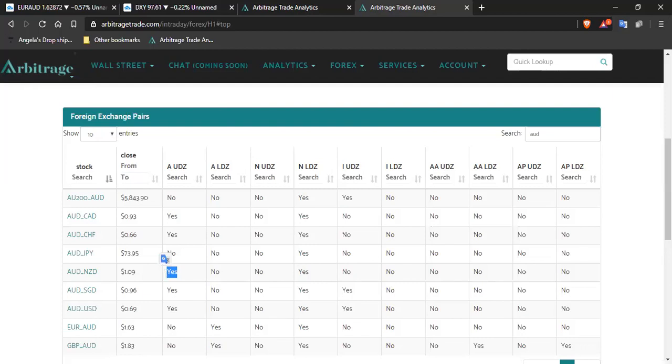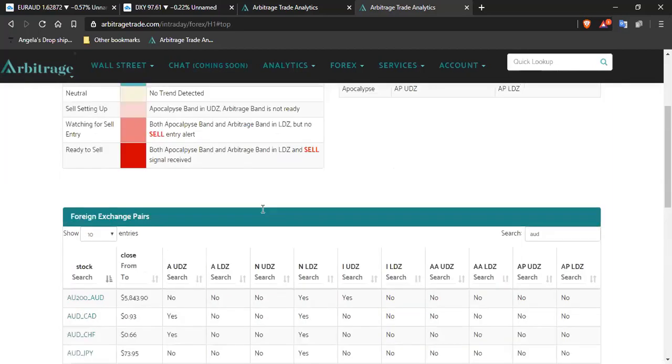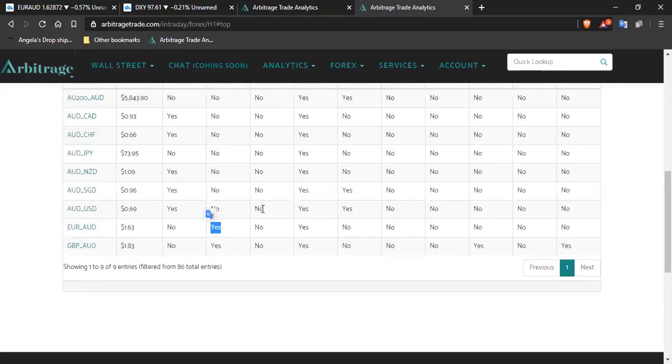GBP AUD is also confirmed. Oh, it looks like Euro AUD as well. Like I mentioned, it was going to be at that, so I forgot to even write that down. Euro AUD, 5 minute LDZ. Check mark.